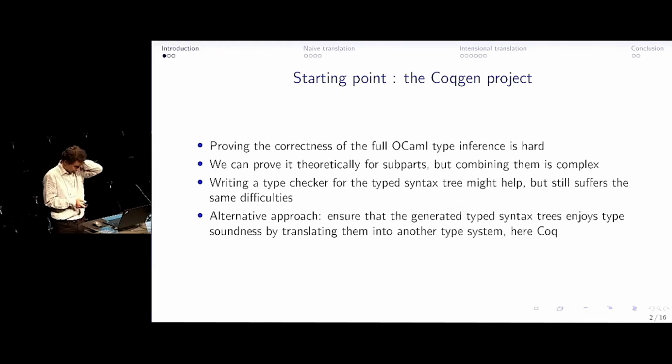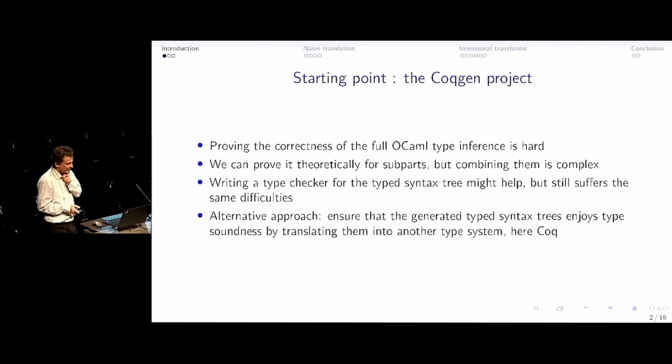I tried, and we can prove it theoretically for subparts, but combining all of that is rather complex. Another option: we could write a type checker for the typed syntax tree of OCaml, once you've already type checked. This might help, but it still suffers the same difficulties, that you need to define another type checker over the whole of OCaml. This has never been done, I think, in its entirety.